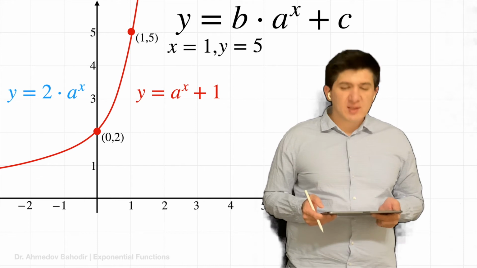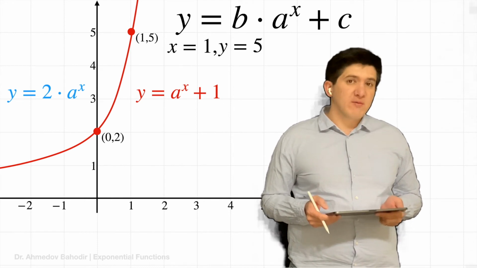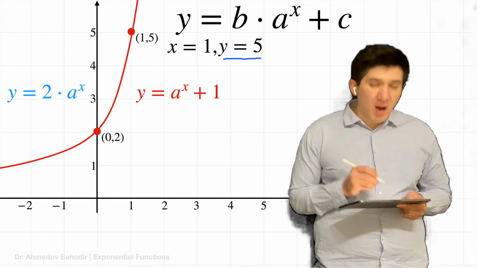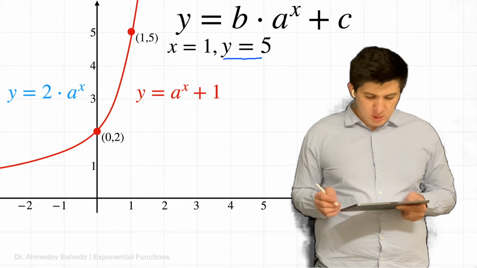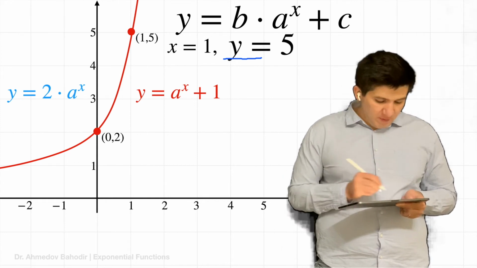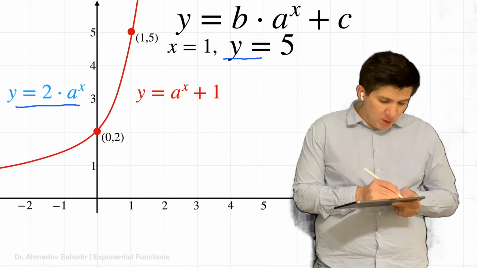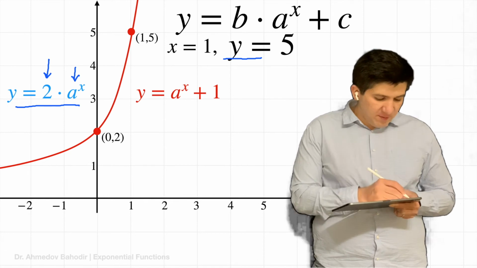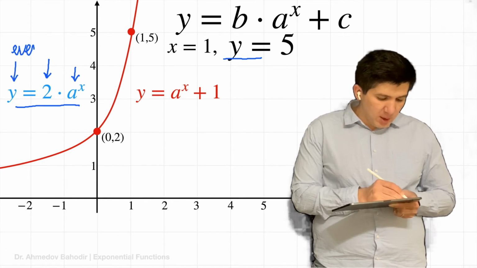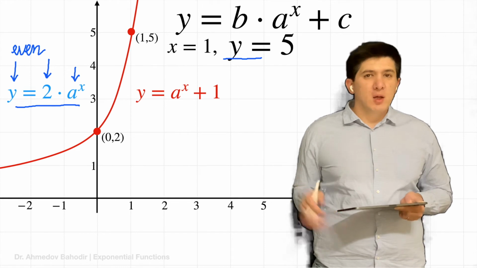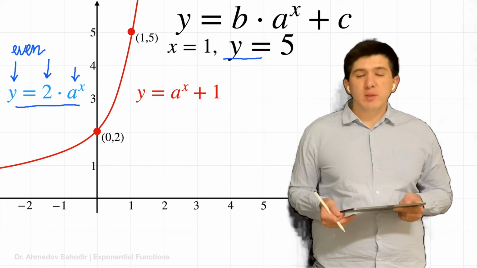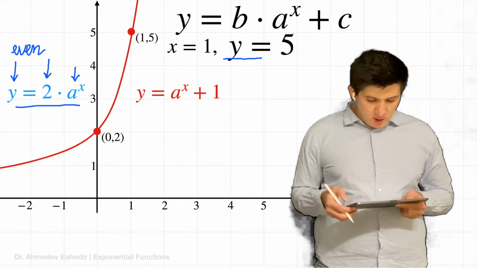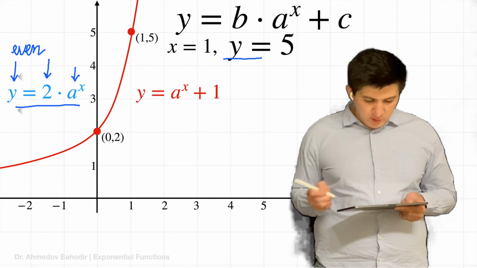The second point is given as x equal to 1 and y equal to 5. Please note that y is an odd number, right? So what does it mean? If I look at this function, no matter what a to the power of x is, I'm always going to multiply this by 2. It means that the values of y are always going to be even numbers. Always. No matter what x is, the y value is always going to be an even number because I'm always multiplying by 2. So that is why this is not going to be our function. So we need to go for the red one.